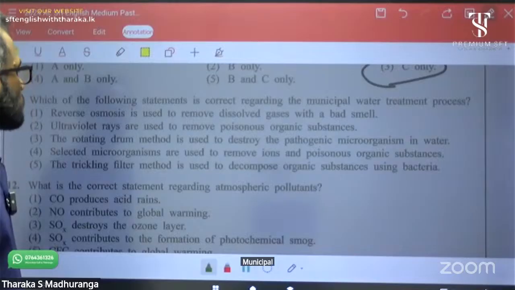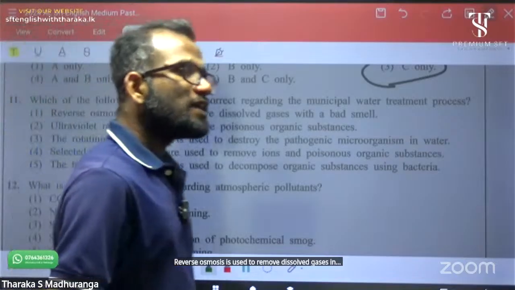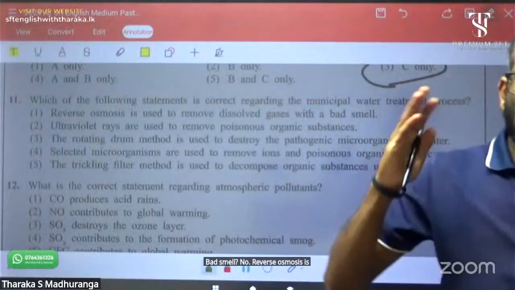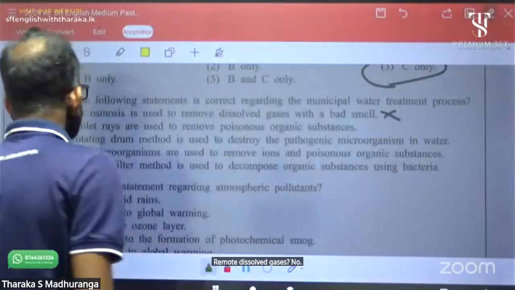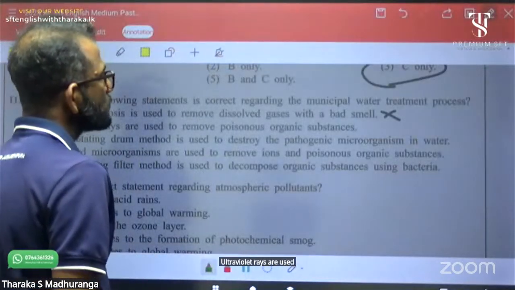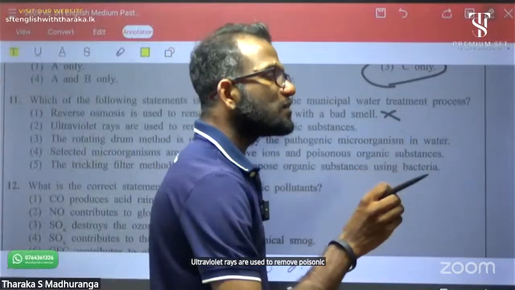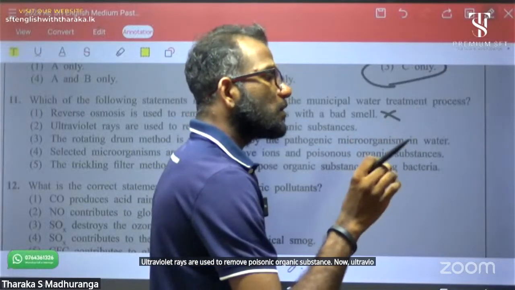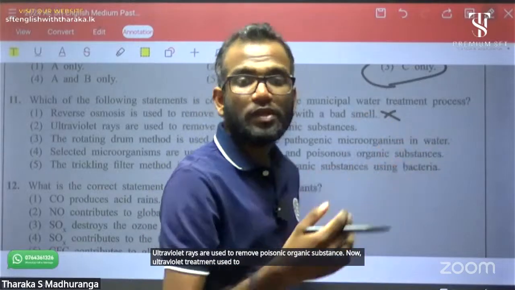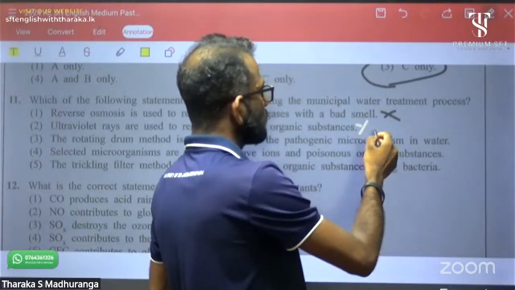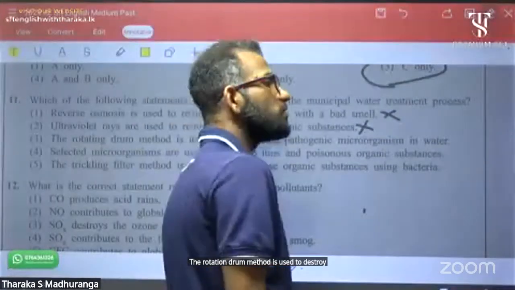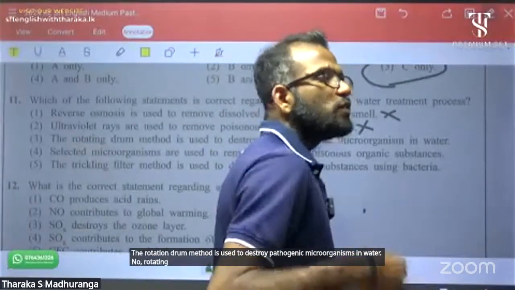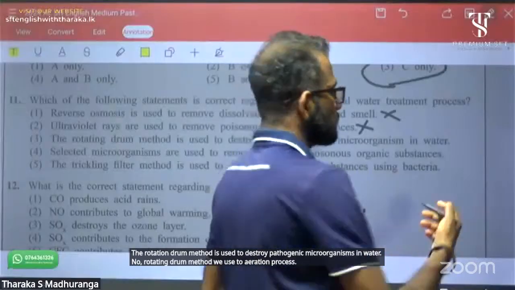Which of the following statements is correct regarding the municipal wastewater treatment process? Reverse osmosis is used to remove dissolved gases with bad smell. No, reverse osmosis is a very expensive method that is not used to remove dissolved gases. Ultraviolet rays are used to remove poisonous organic substances. No. Ultraviolet treatment is used to remove pathogenic microbes. The rotating drum method is used to destroy pathogenic microorganisms in water. No, the rotating drum method is used for the aeration process in secondary treatment.